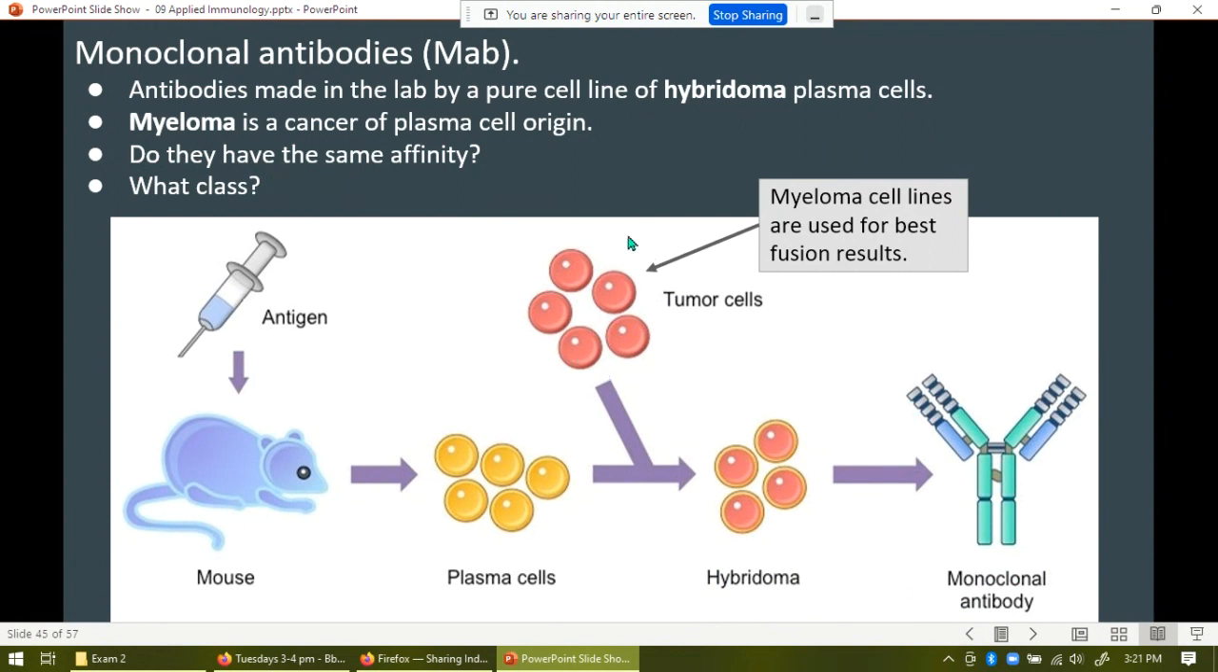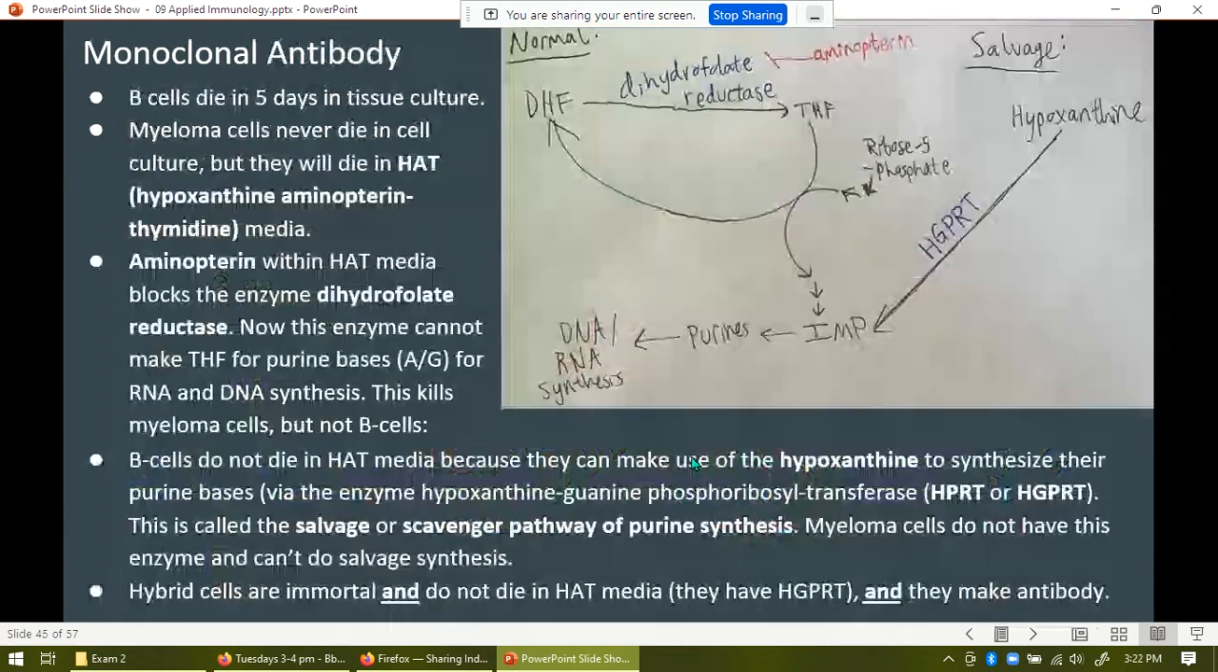So the reason that you use myeloma cells is because they are from plasma cell origin, so they are very structurally similar to plasma cells. So the fusion is most likely to work if you use a myeloma cell line. Just because you're fusing membranes, and that's not a very efficient thing to do. Most of them are going to die when you do that. But if you use myeloma cells, you get the most efficient transformation, the most efficient fusion into a hybridoma cell.